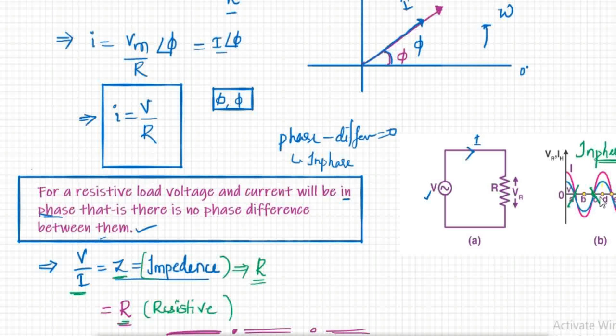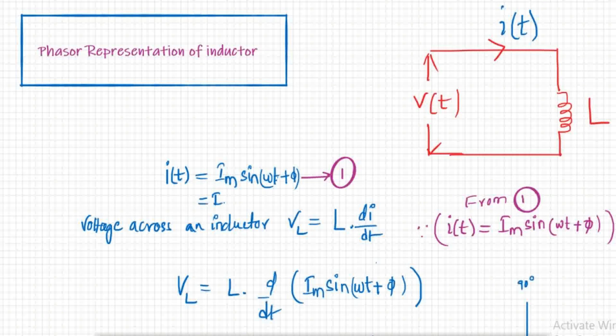Now let us see the phasor representation of inductor. Here we have a circuit consisting of an inductor L, right, and we have applied a voltage source and a current is flowing through the inductor.